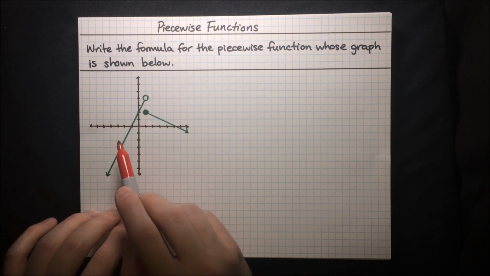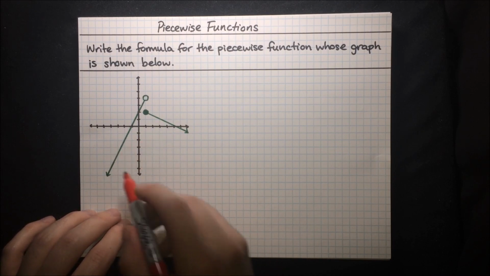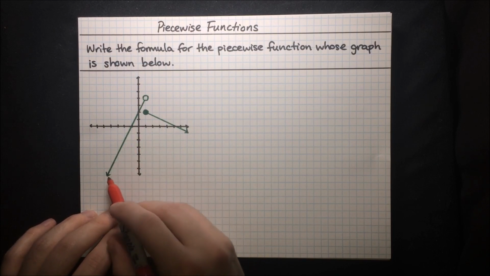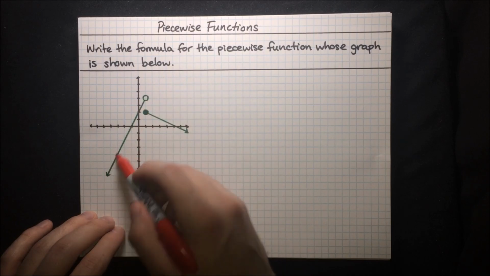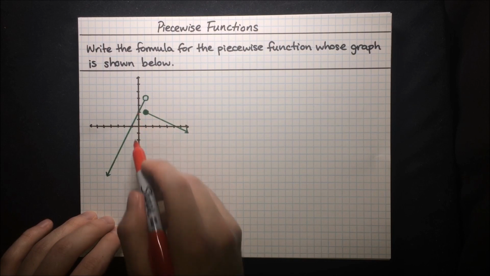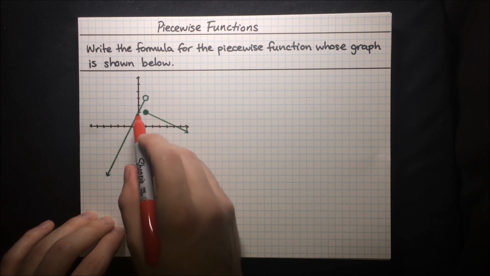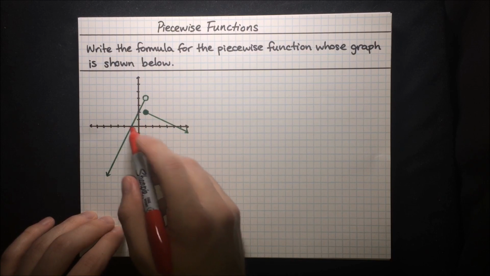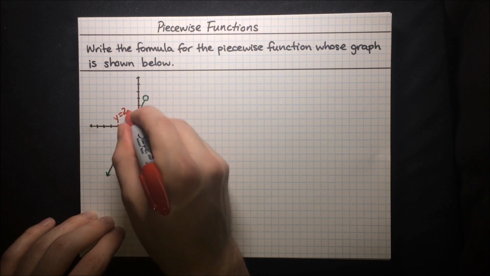Write the formula for the piecewise function whose graph is shown below. Alright, so let's think about these two pieces separately. Let's get the equations of these two pieces separately and then think about how to put them together. Starting with the left piece, if we were to continue this as a line, what would the equation of that line be? Well, we see that it has a y-intercept at 2, and what's the slope? Slope is up 2 over 1, so 2. Okay, so that makes it pretty straightforward to write this equation. That's y equals 2x plus 2.